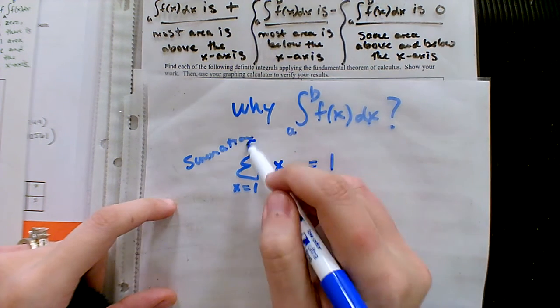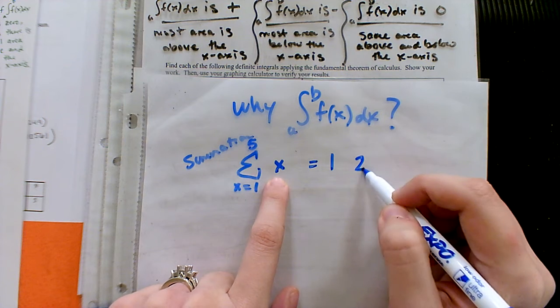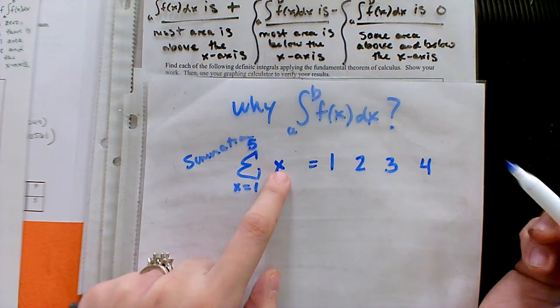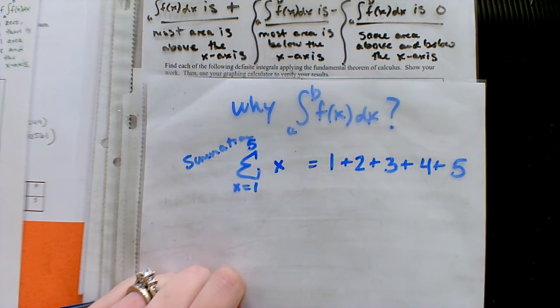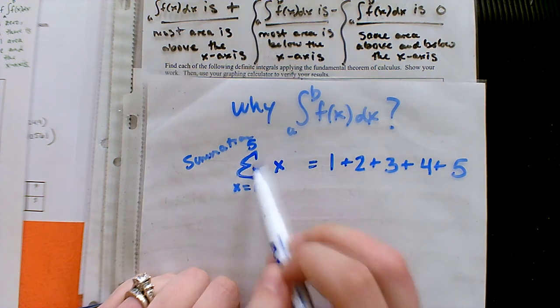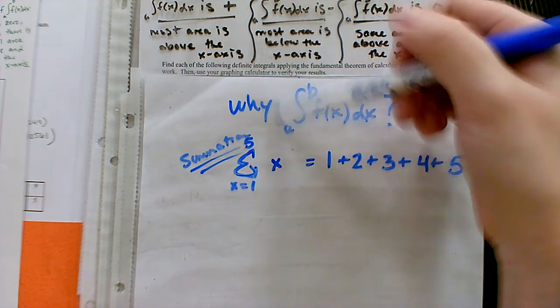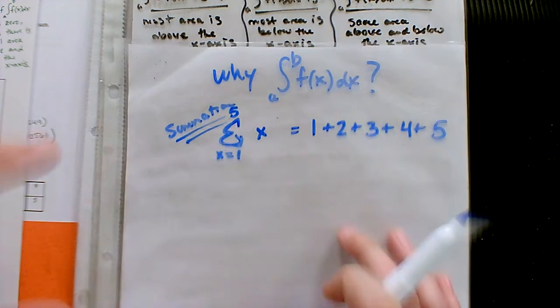Maybe I'll change this to 5. So I plugged in 1, this is what I get. If I plug in 2, that's what I get. If I plug in 3, that's what I get. Plug in 4, that's what I get. Plug in 5, that's what I get. And you add all those together. Okay, so this just means add or summation. This is kind of the backbone of why we have this notation.